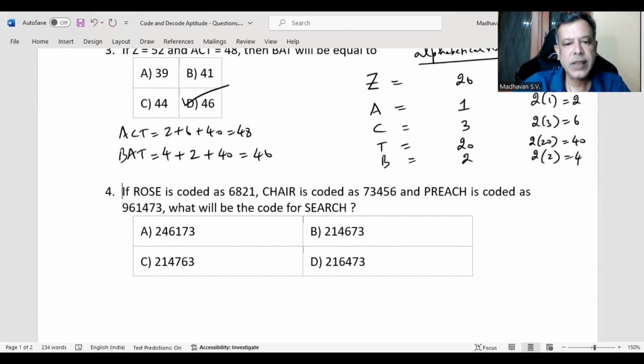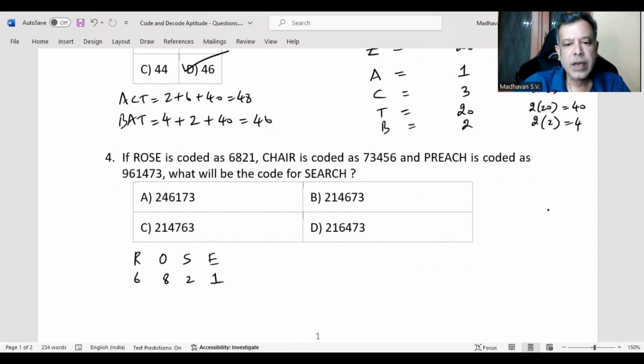Rows is coded as 6821. That means R is coded as 6, O as 8, S as 2, E as 1. And then they say CHAIR is coded as 7, 3, 4, 5, 6. The common alphabet is R, and here also it is coded as 6. Next one, preach.